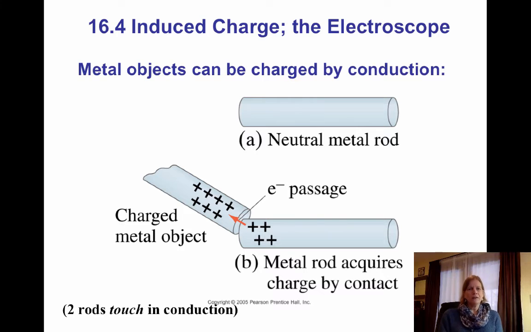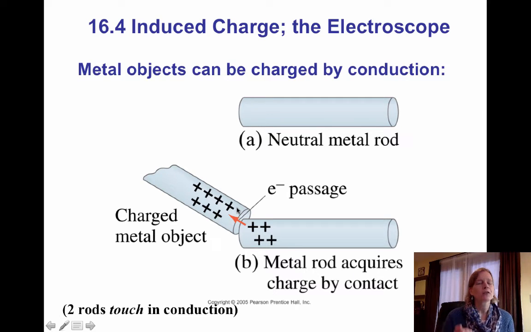So there are two ways that we can charge an object, and those are by conduction and induction. In conduction, which is shown here, you start out with a neutral metal rod. You bring a charged object nearby, something with a positive charge, and you allow them to touch. So the two objects touch in conduction.